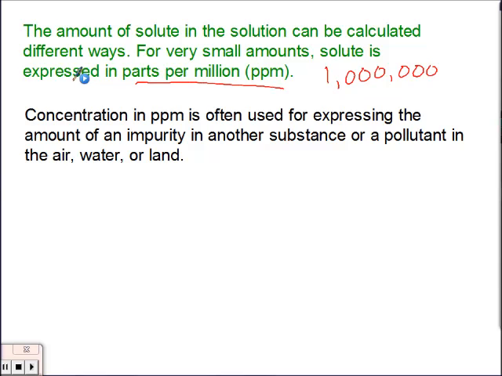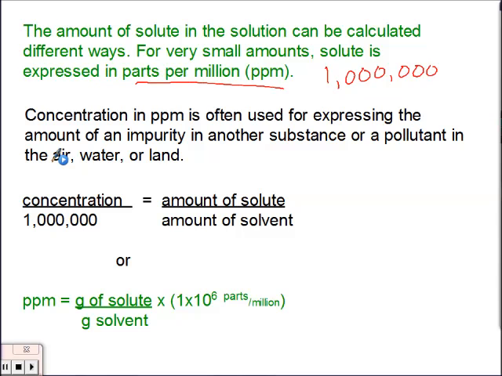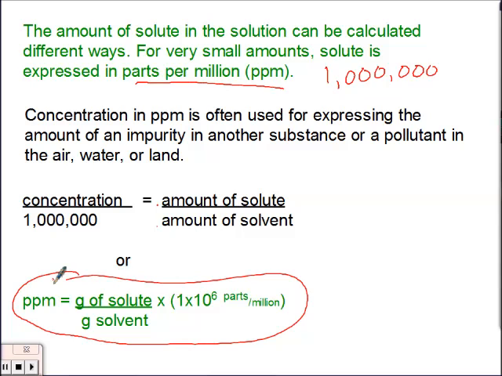Often it's used in pollution or food contamination, something that should not be there but is there in a very, very small amount. The way it's expressed is the concentration over a million is the amount of the solute over the amount of the solvent. To calculate the concentration in parts per million, I take the grams of solute divided by the grams of solvent times parts per million, 1 times 10 to the 6th, which is a million. And that's going to give me my parts per million.